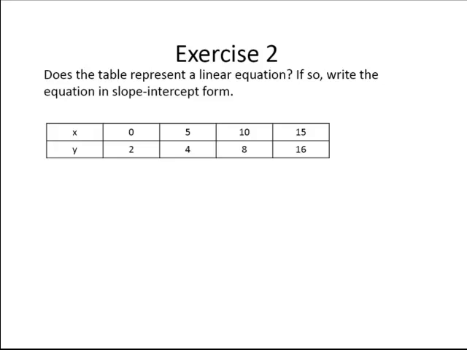Exercise 2. Same question. Is it linear? And if so, let's put it in slope-intercept form. Well, the x's increase by 5 consistently across the table. Looking at the y's, we first have a change of 2, then a change of 4, and then a change of 8. So the rate of change is not consistent. Delta y over delta x is equal to 2/5, then 4/5, then 8/5. This is not linear.